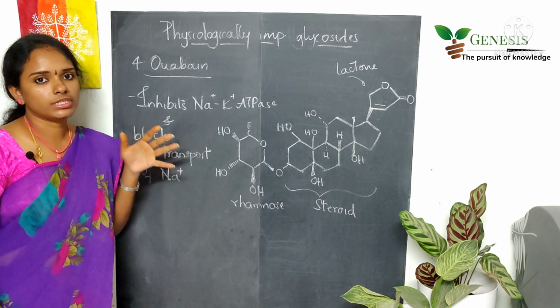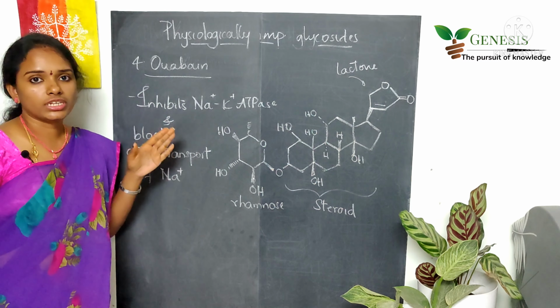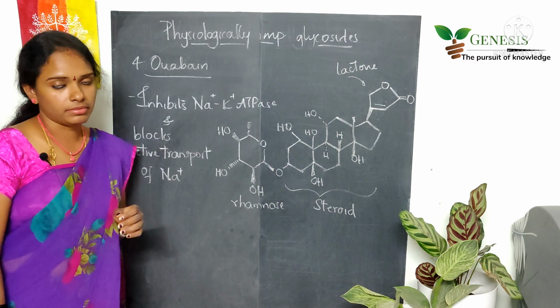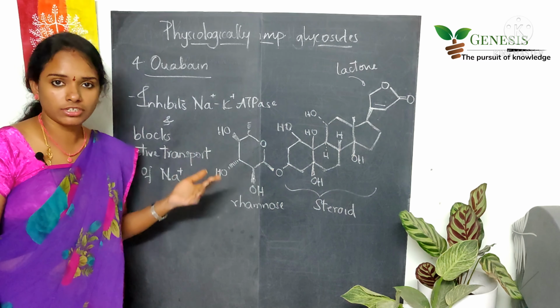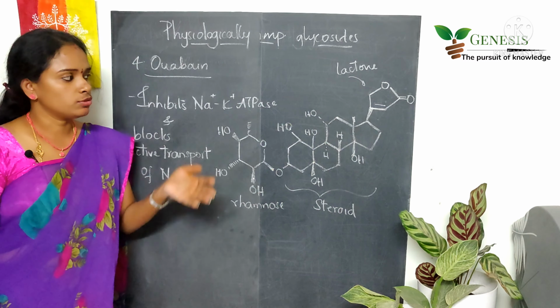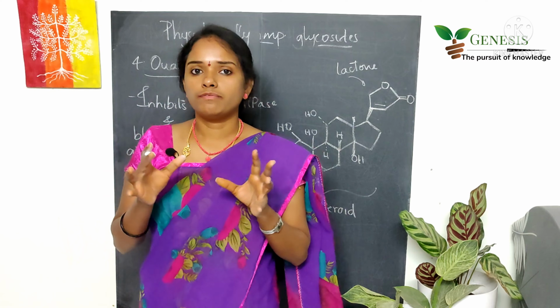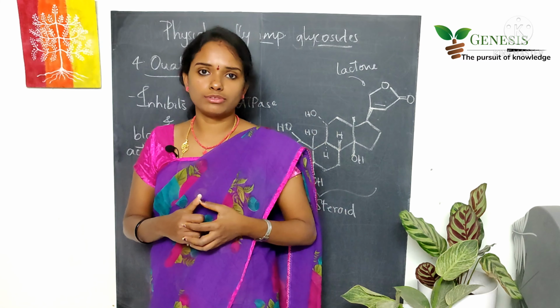Coming to its importance, ouabain inhibits the sodium potassium ATPase pump and thus blocks the active transport of sodium. So all these are the examples of a few physiologically important glycosides.